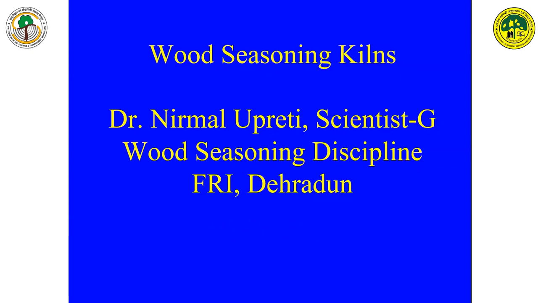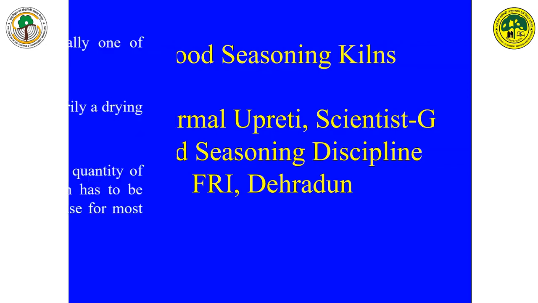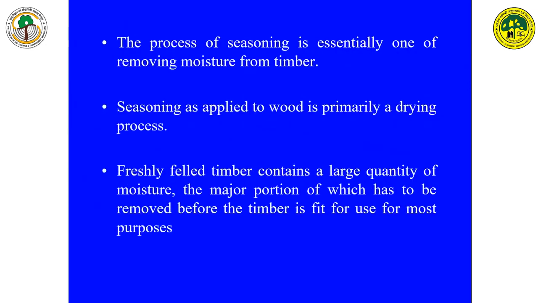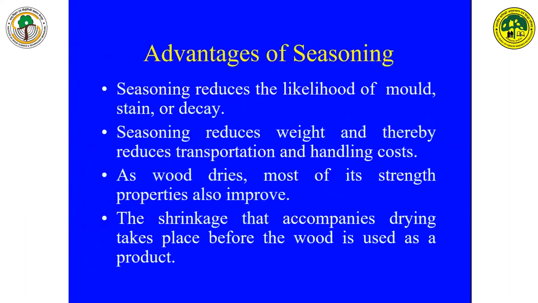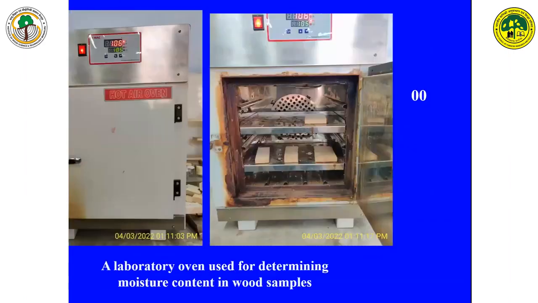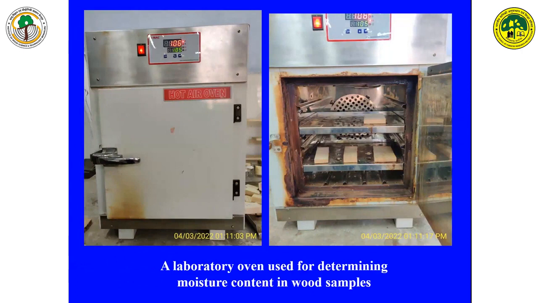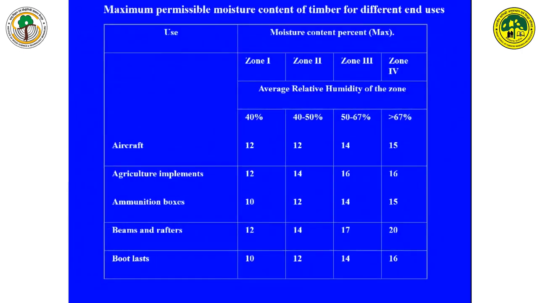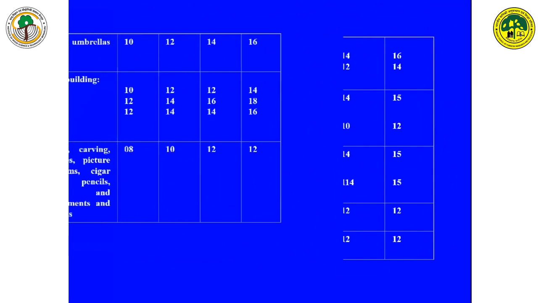Acha, so I will move further. This is my real topic given to me, wood seasoning kilns. And again, I will see the process of seasoning. I have already told you the advantage of seasoning, and then how to calculate the moisture content. And these hot air ovens, I have shown you. This table, I have shown you from 287.